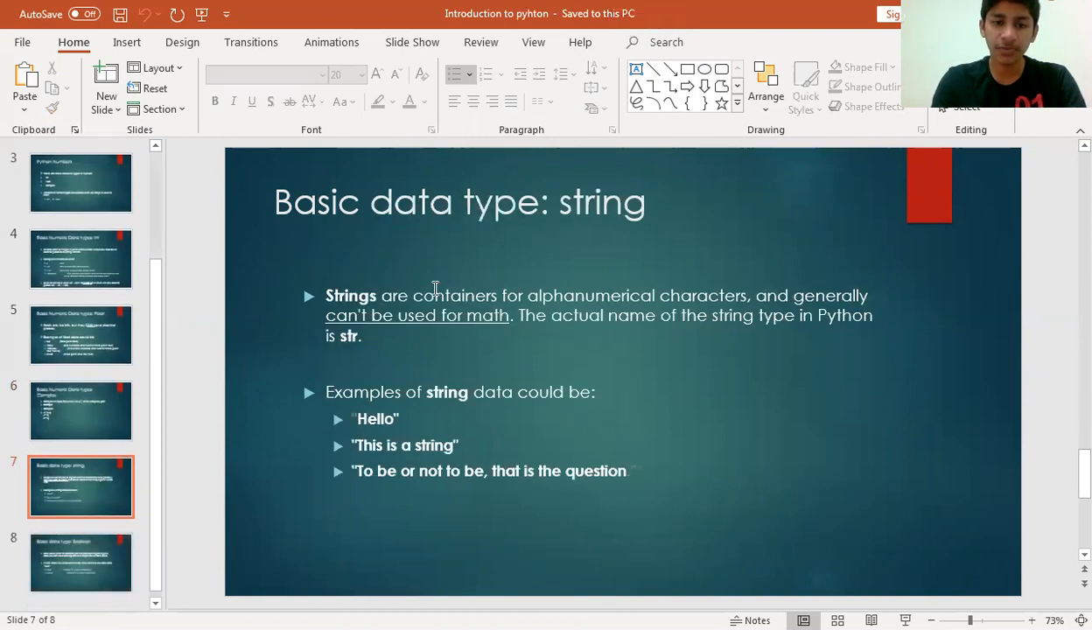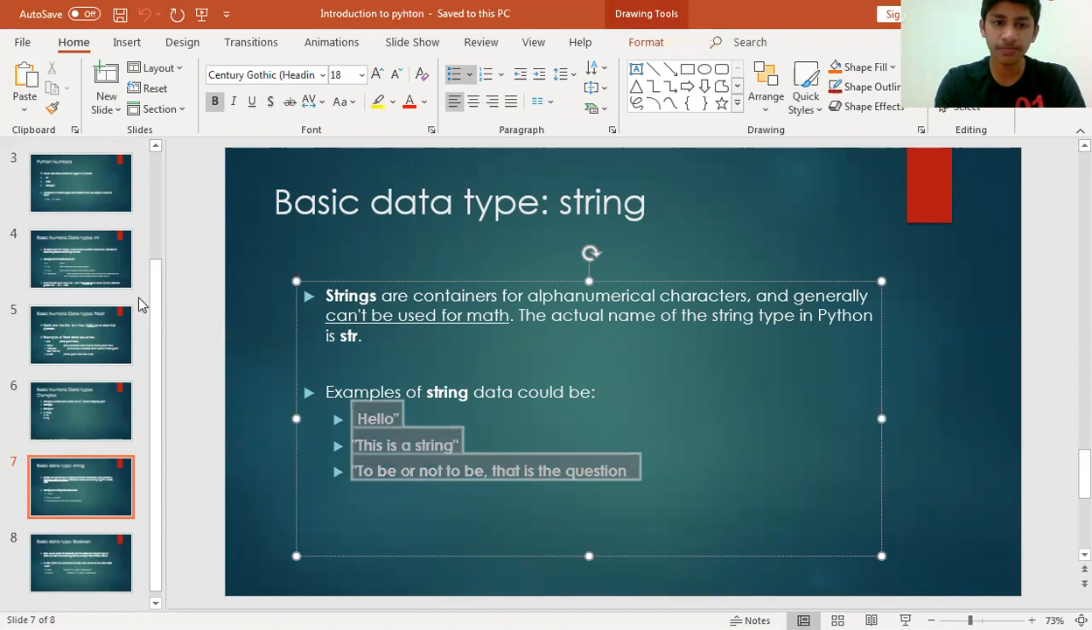Basic data type string. Strings are containers for alphanumerical characters and generally can't be used for math. It cannot be used for mathematics. The actual name for string in Python is str, a short form. Basically, a string means text enclosed in double quotes or single quotes, and that is known as a string.